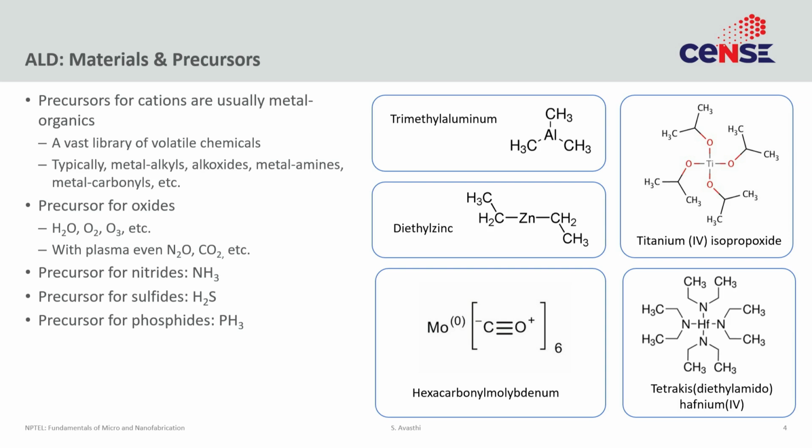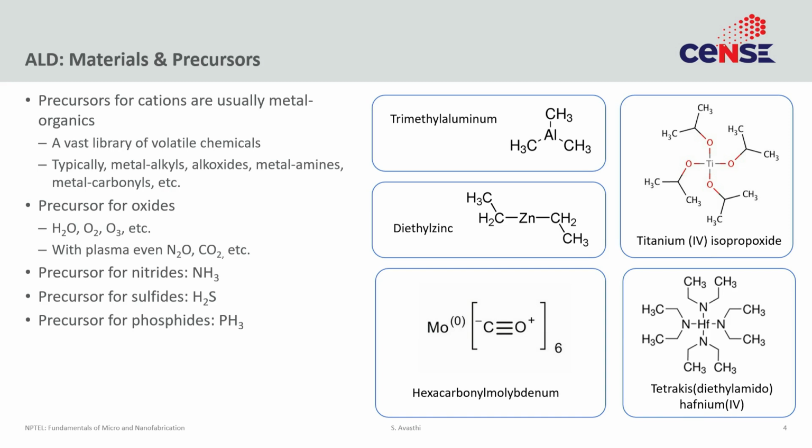Typically, the precursors that are volatile tend to be from the general class of metal alkyls, for example, trimethyl aluminum or diethyl zinc. They sometimes are alkoxides, for example, this is titanium isopropoxide. Sometimes they are some version of amine, for example, this is a hafnium precursor that is an amine. They can be metal carbonyl, so this is a molybdenum precursor that is molybdenum hexacarbonyl. So, these sorts of precursors tend to be used.